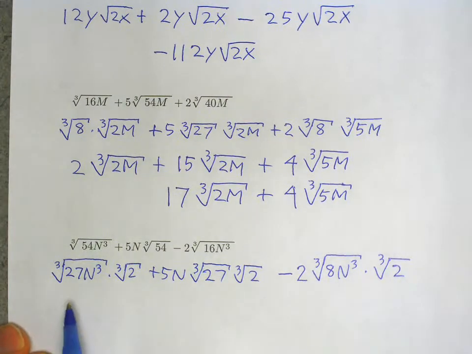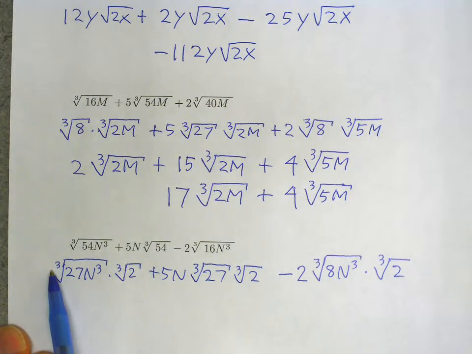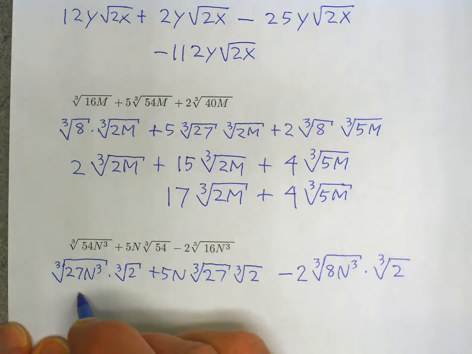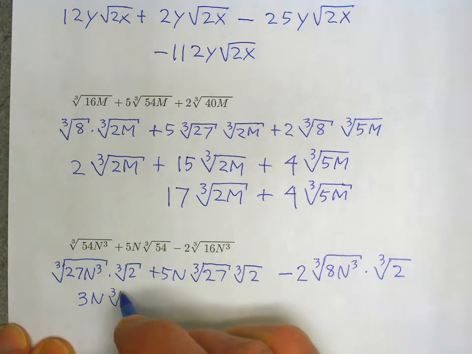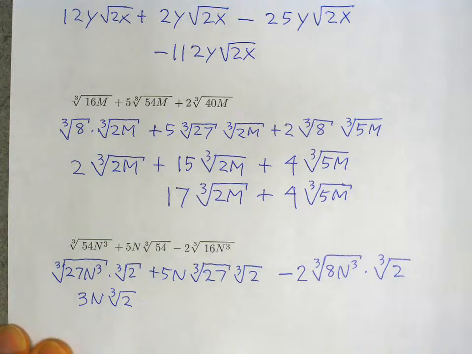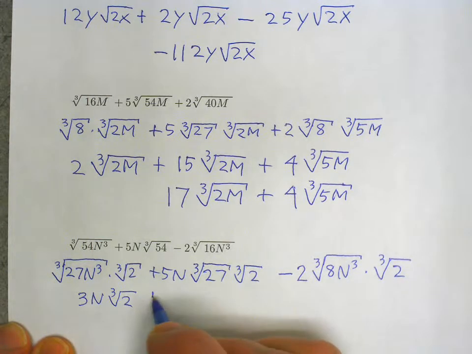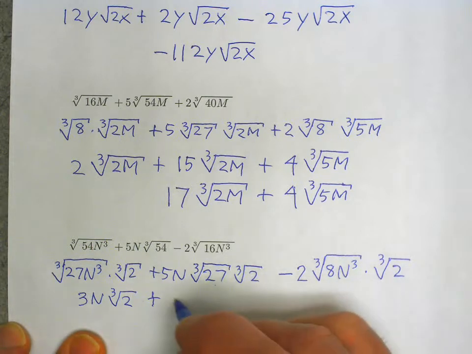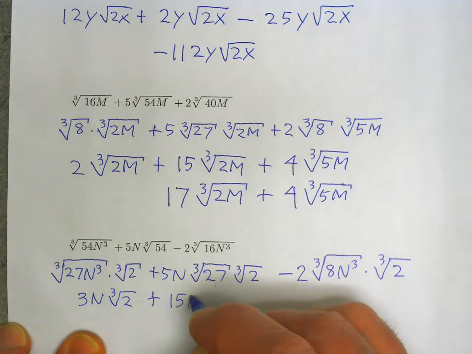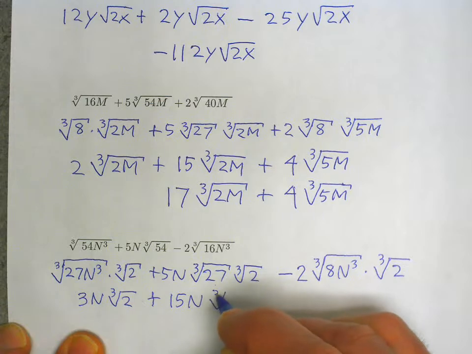Okay, we'll simplify the cube roots of the perfect cubes. The cube root of 27n to the third is 3n. So this term is 3n times the cube root of 2. And then the middle term, the cube root of 27 is 3, and 5n times 3 is 15n, so we get plus 15n times the cube root of 2.